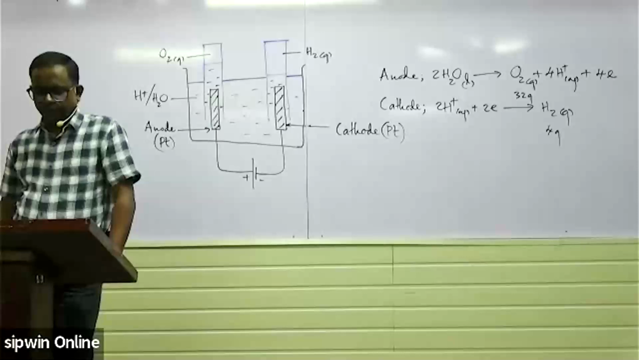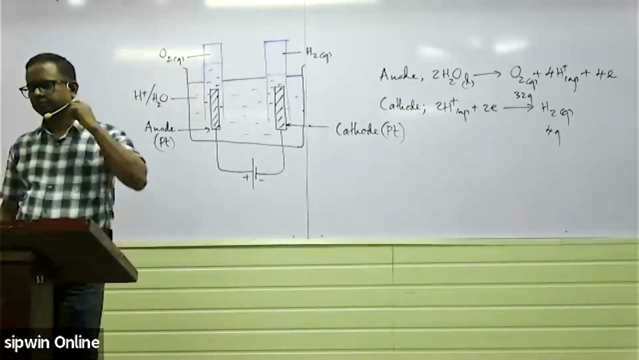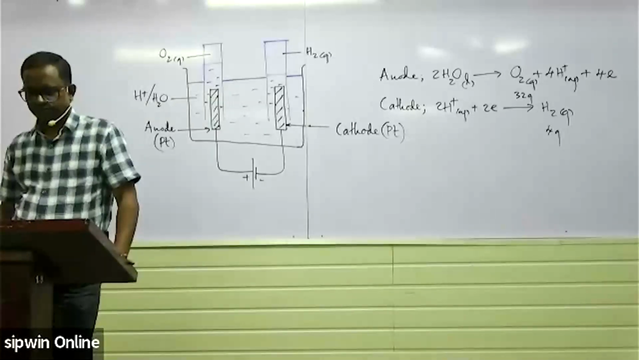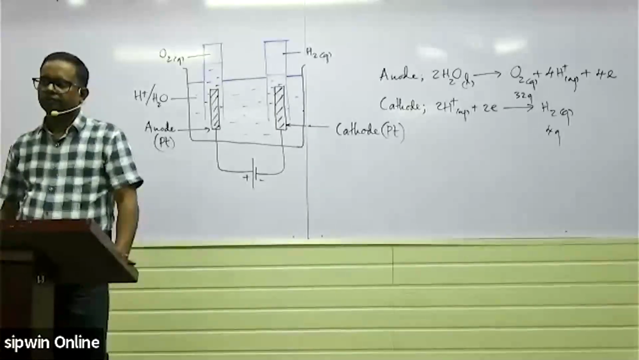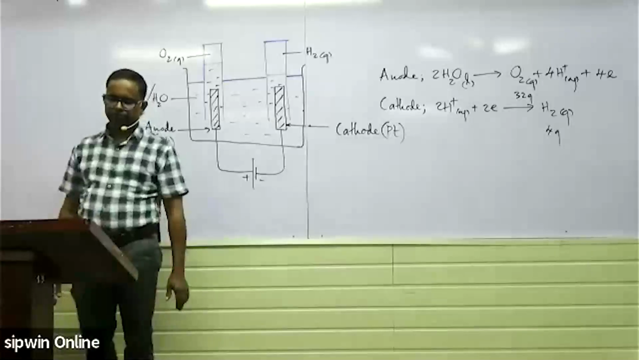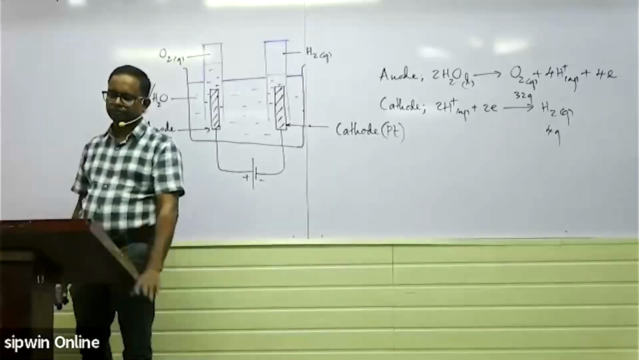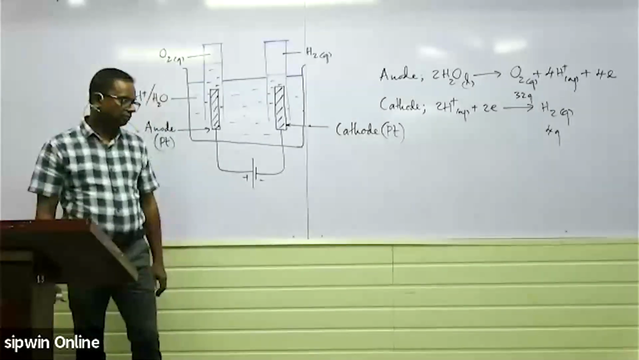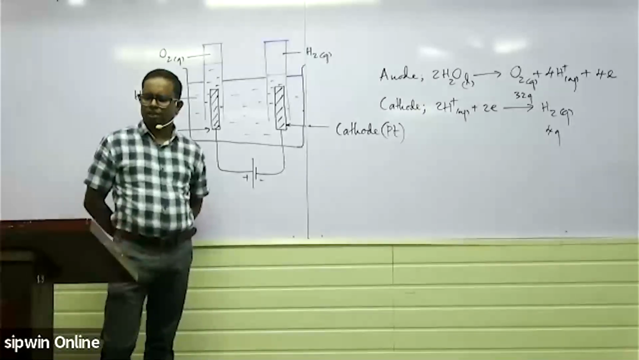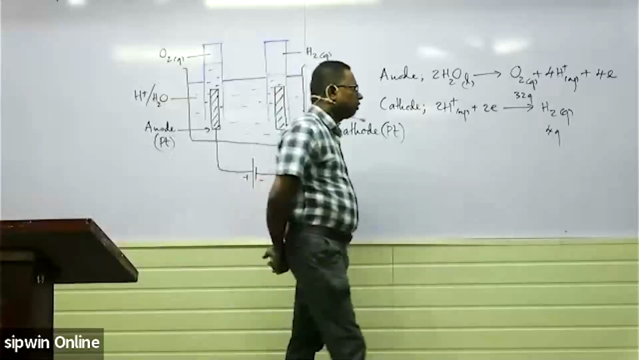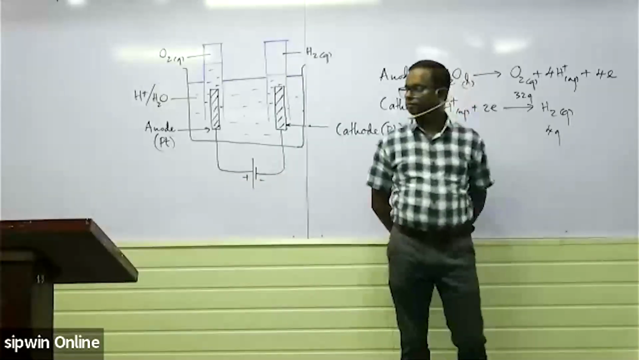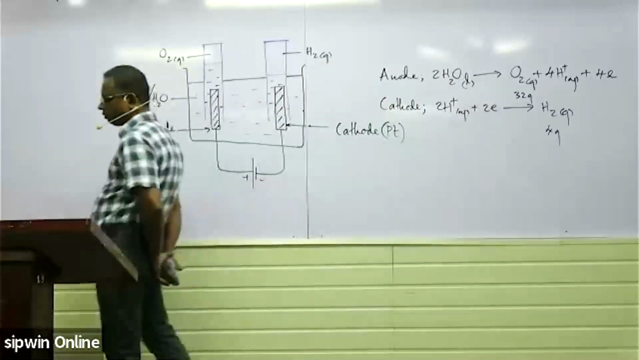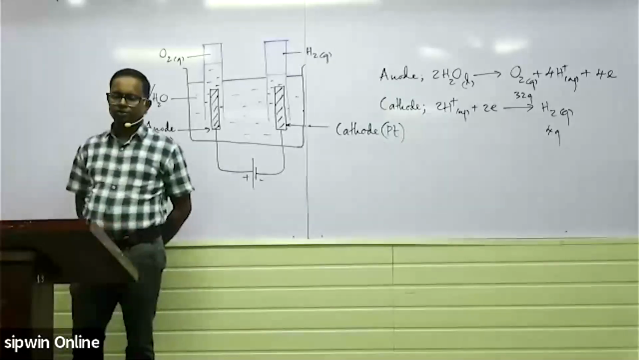Next line. If pressure conditions are the same, it is possible to collect oxygen and hydrogen in a 1:2 ratio.